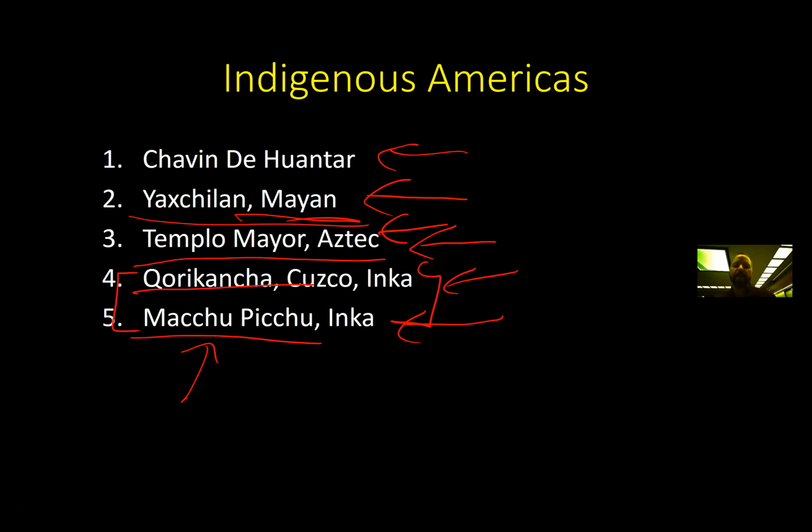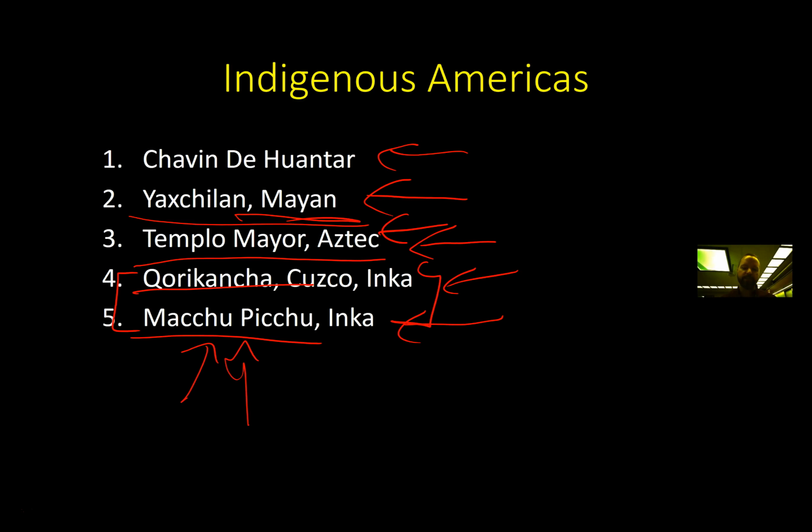Both of these are ultimately dedicated to the sun. The Coricancha was a sun temple dedicated to the sun. Machu Picchu was a place kind of similar to the Aztec calendar, utilizing not only worship, but also telling time and watching the movements of the sun and things like that. So again, if you need the review for those, go back through those and do that, because it's really important that you guys know that information.